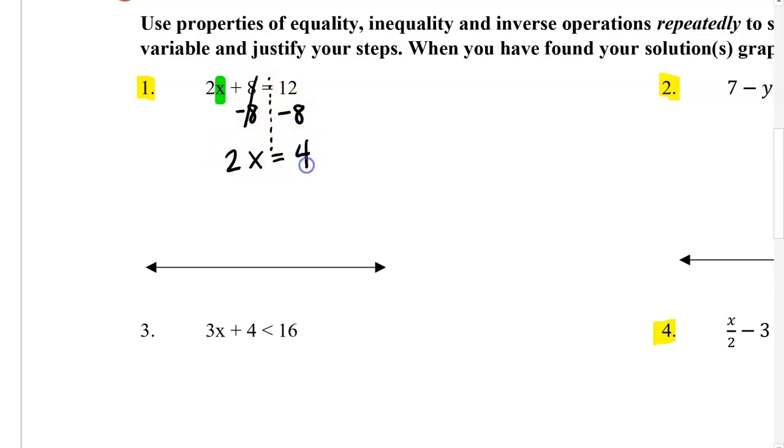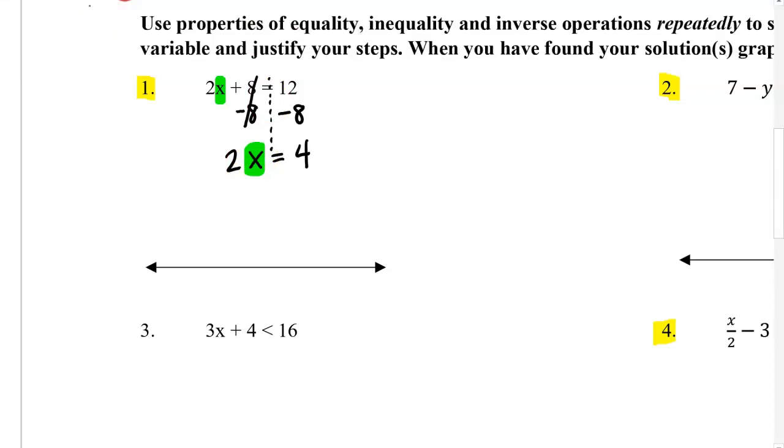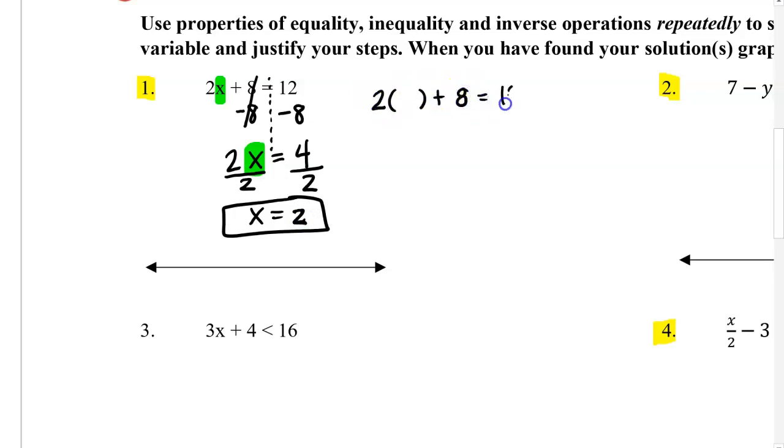So 2x equals 4. And now the 2 and the x are attached by multiplication. So when they're attached by multiplication, we want to undo multiplication with division. We'll divide both sides by 2. And our final answer is 2. If you wanted to check the answer, again, you would replace the x with a 2 and be sure that both sides of the equation were equal, and they are. If you need to graph this, you would just put a single 2 on the number line. There's only one answer that makes this equation true, so that's the only value that needs a point for the solution.